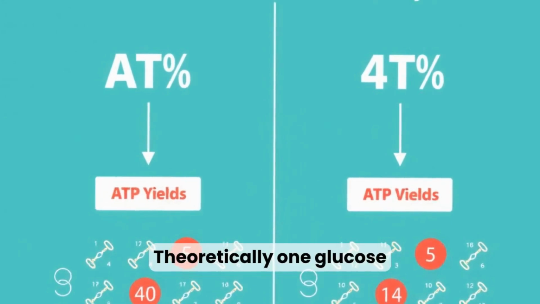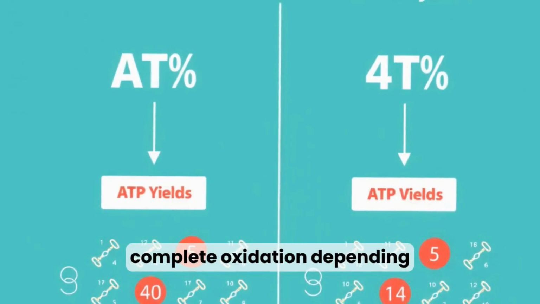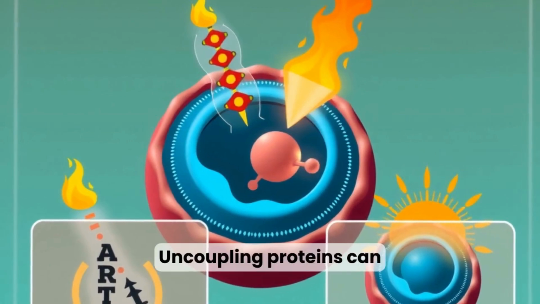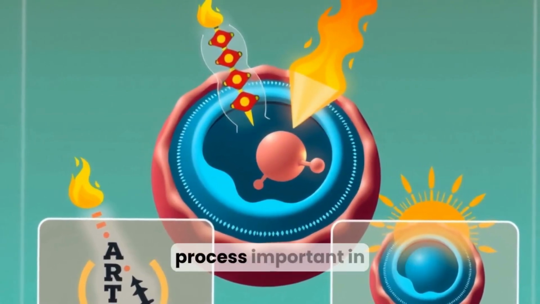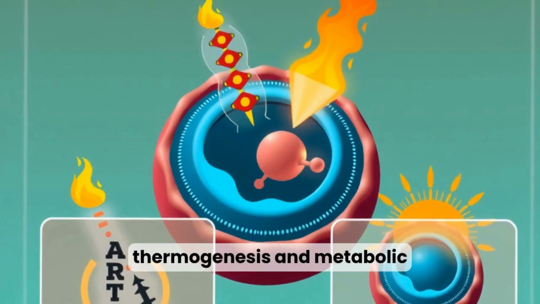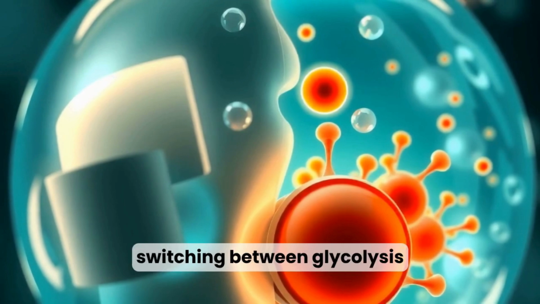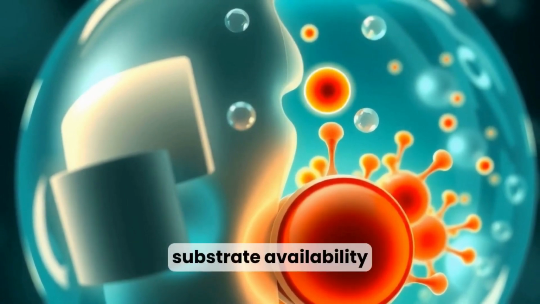Theoretically, 1 glucose yields about 30 to 32 ATP through complete oxidation, depending on shuttle systems and cell type. Uncoupling proteins can dissipate the gradient to produce heat rather than ATP, a process important in thermogenesis and metabolic regulation. Cells balance energy demand by switching between glycolysis and oxidative phosphorylation depending on oxygen and substrate availability.